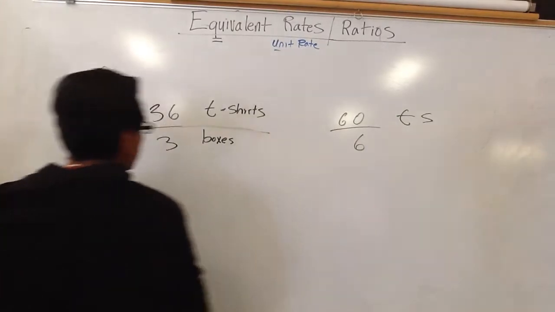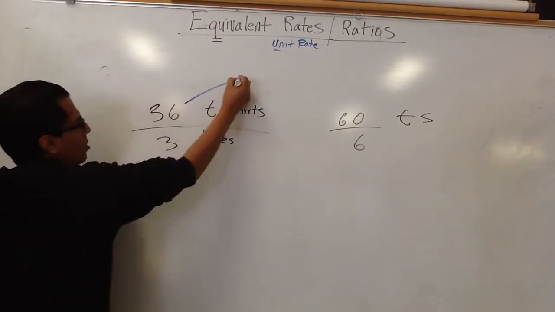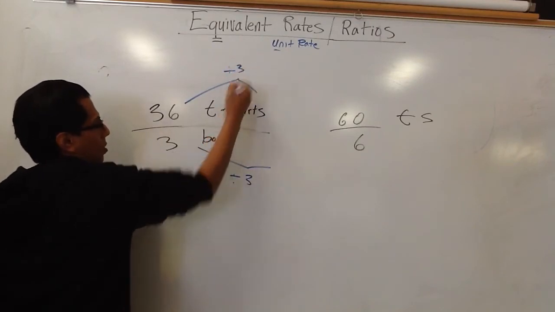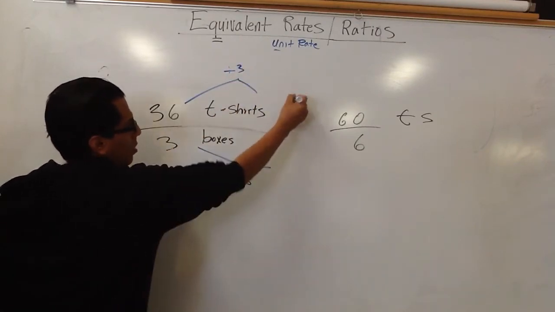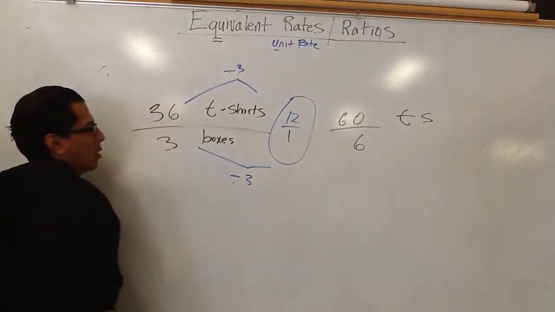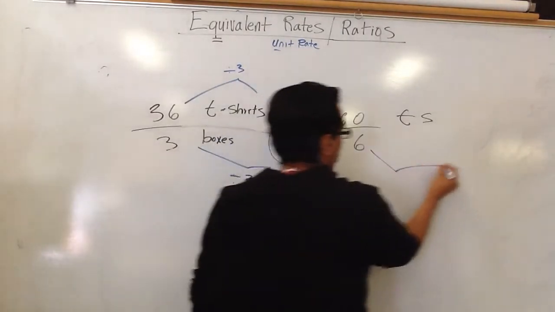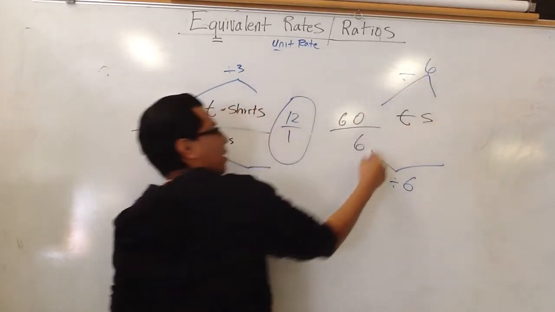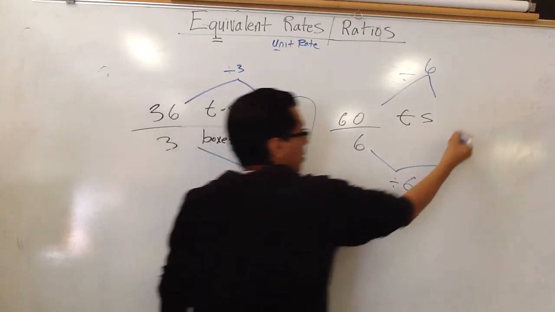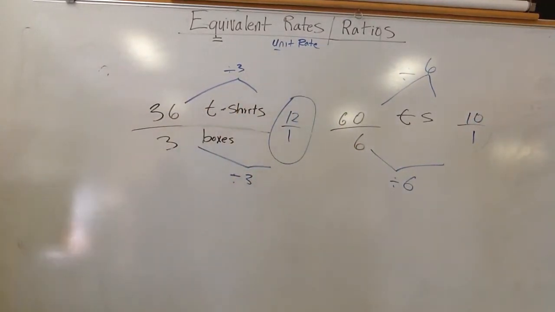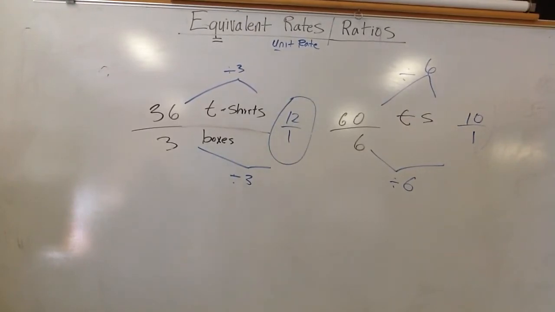Oh, you're back already. Good. So you took it down to 1. So that means you must have divided this by 3, because that's what's going to get you to 1. So that would have given you 12 t-shirts in 1 box. Here, the only way you're going to get down to 1 is by dividing by 6, right? So that's going to give us 10 t-shirts in every box. Are those equivalent? Are they the same? Are they equal? No, they're different.